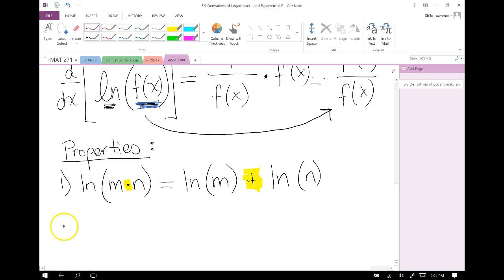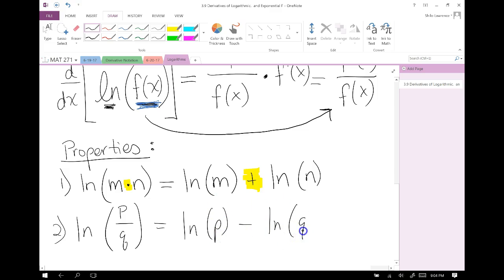So there's another rule that applies for division that can help us avoid a quotient rule. If we had natural log of p over q, we could separate them with subtraction and say this is natural log of our numerator minus natural log of our denominator.